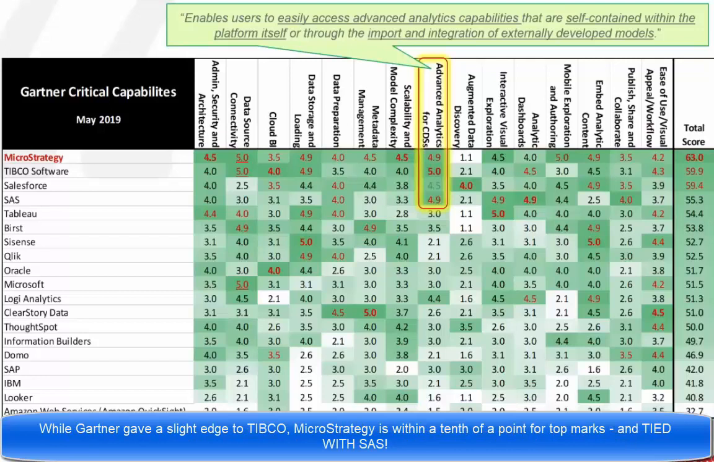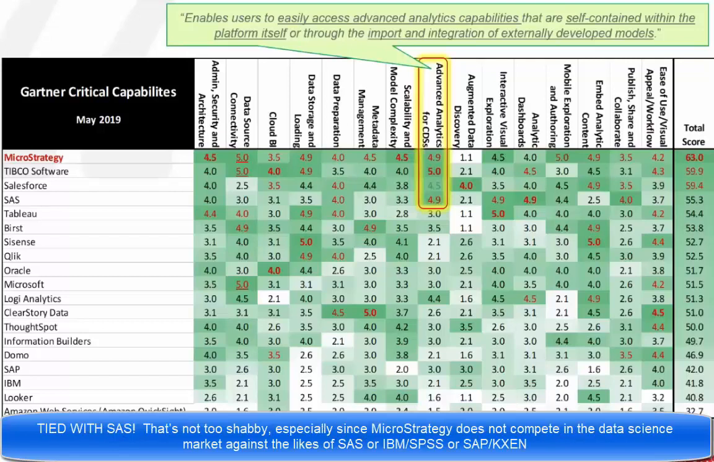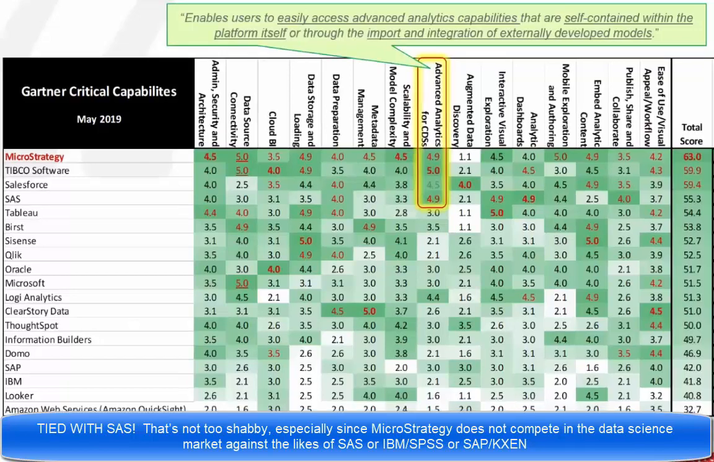While TIBCO got a bit of a nod in top scores here, MicroStrategy is just a step behind, and we're tied with SAS, which I found very rewarding. Not too shabby, especially since MicroStrategy does not compete in the data science market against the likes of SAS or IBM SPSS or SAP KXEN.